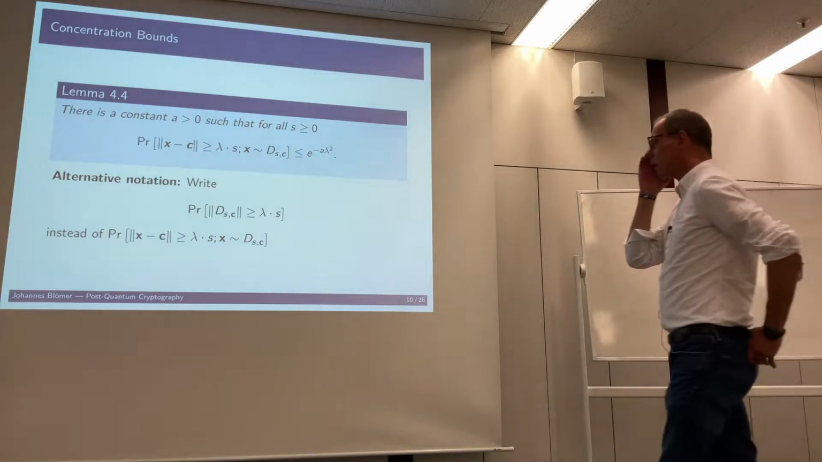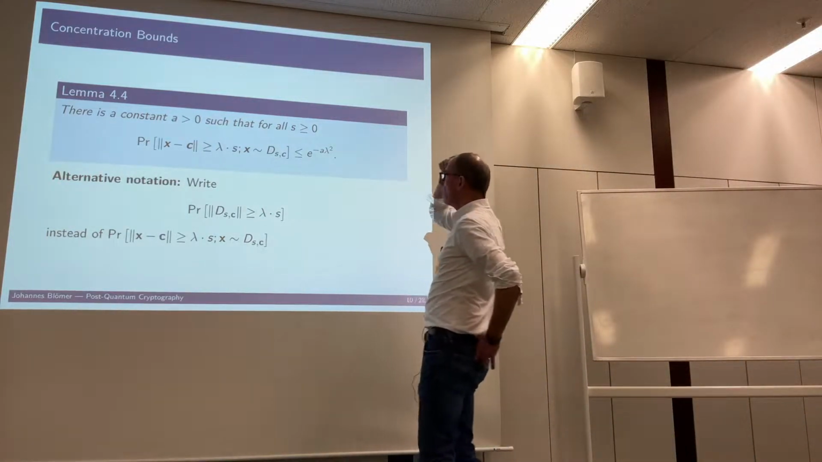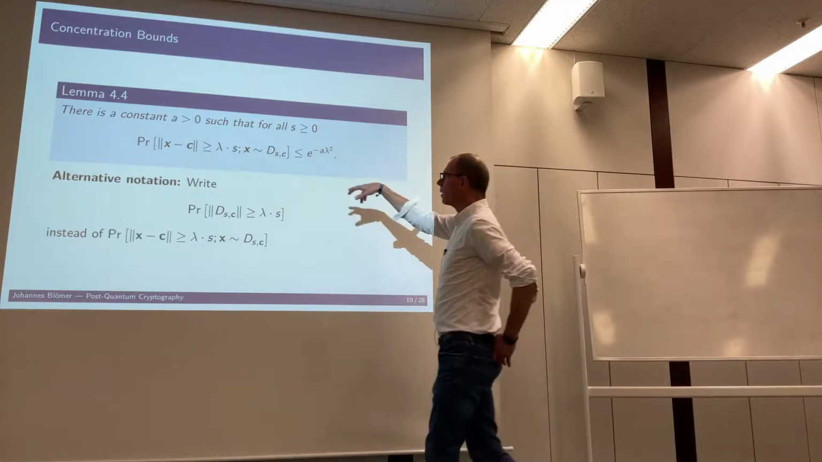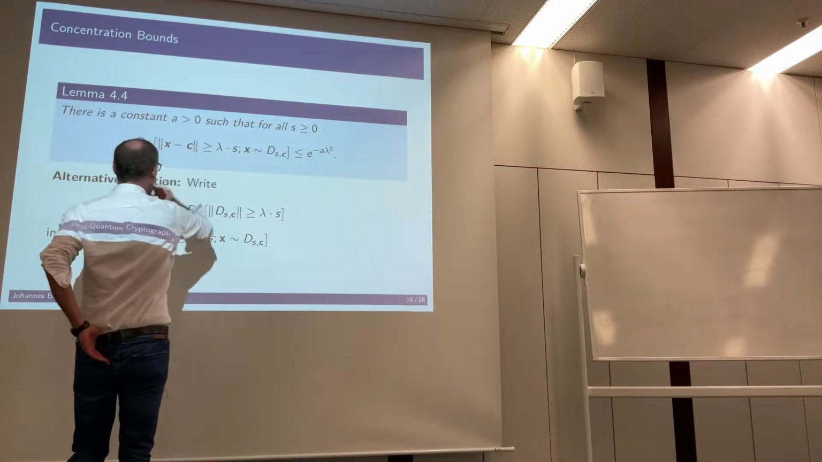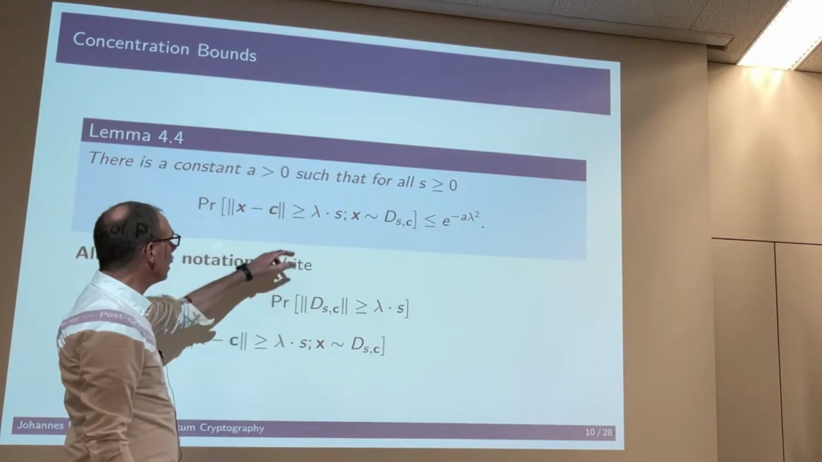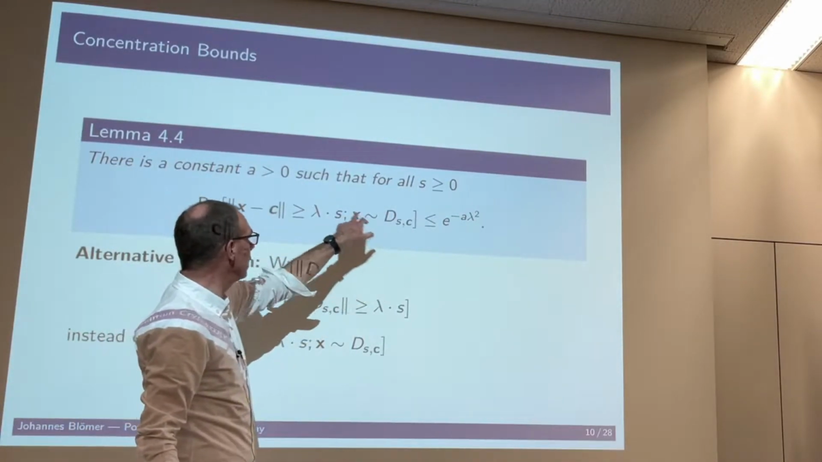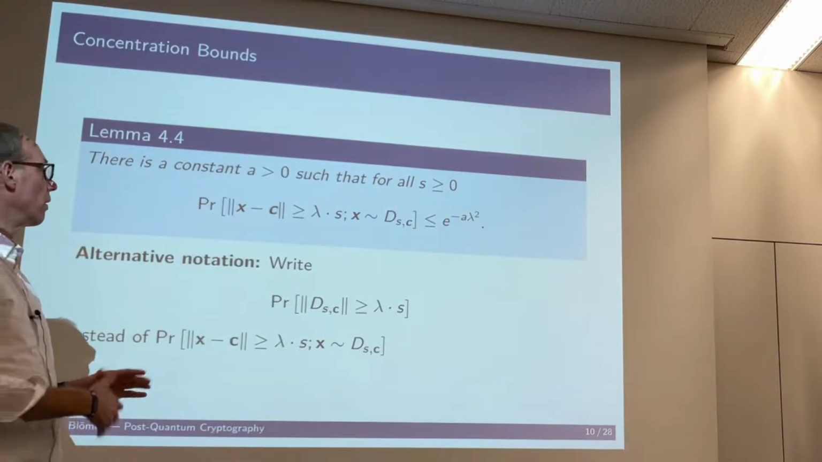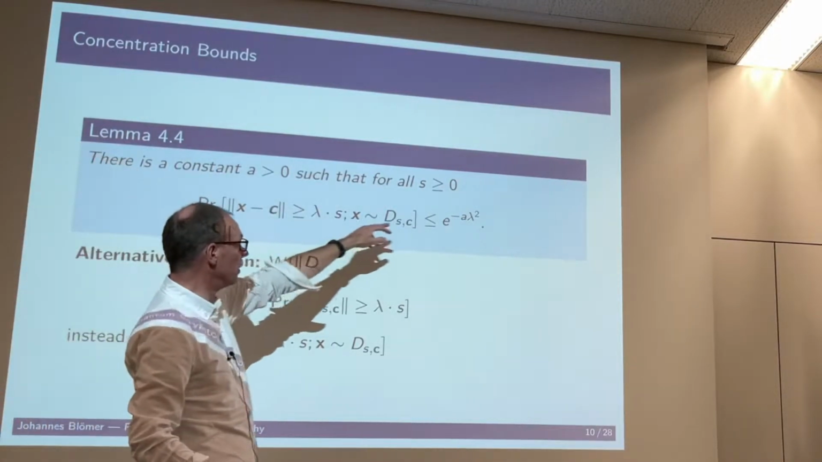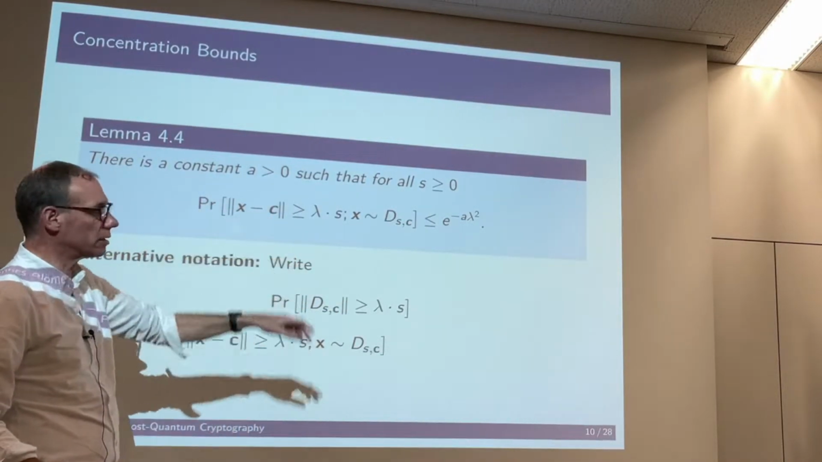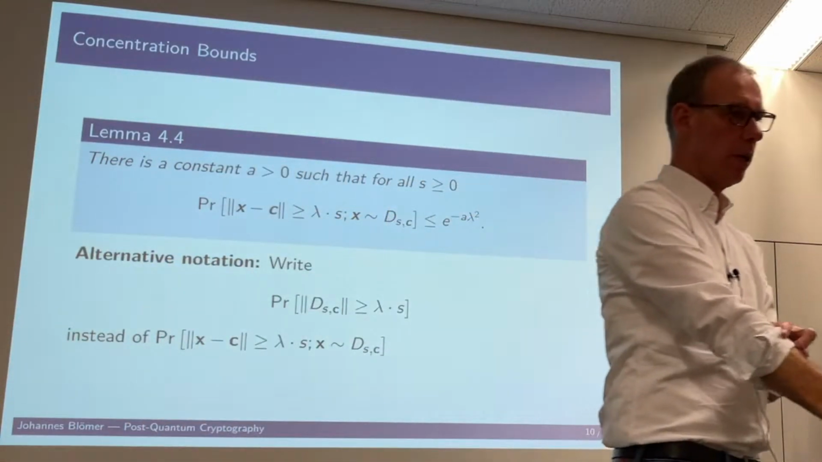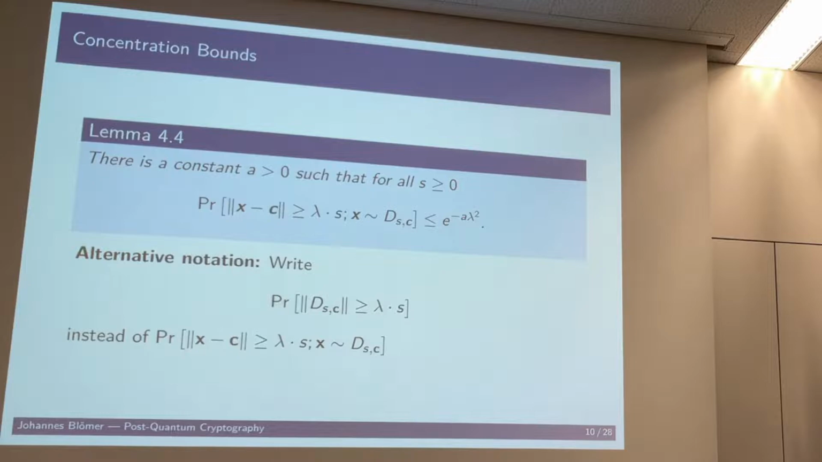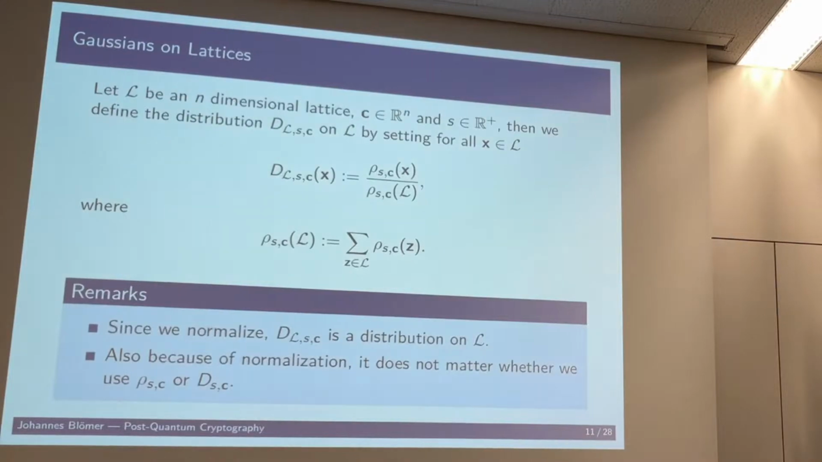I want to stress the concentration bound, where the probability of this distance to the mean decreases exponentially in the multiple that we are away, in terms of multiples of the standard deviation. So even in the square. There are some constants involved that we don't need to worry about. And sometimes I use this alternative notation down there. So these were the continuous Gaussian distributions.